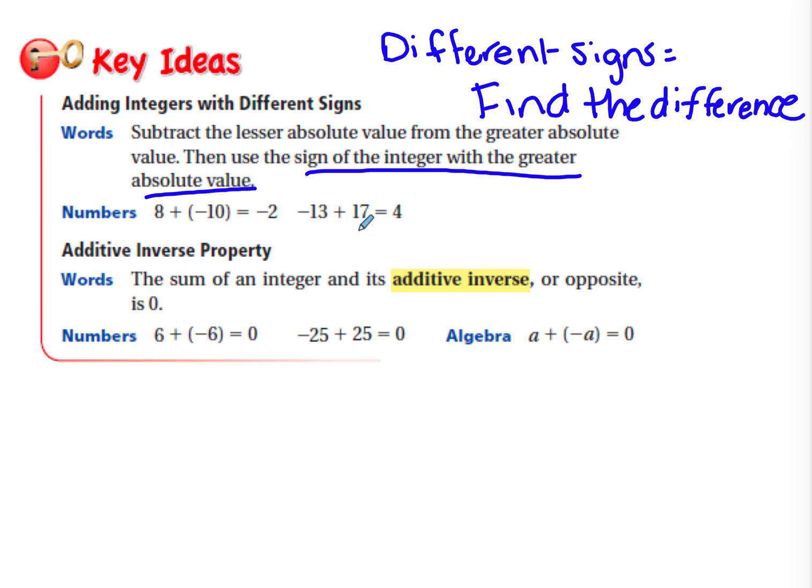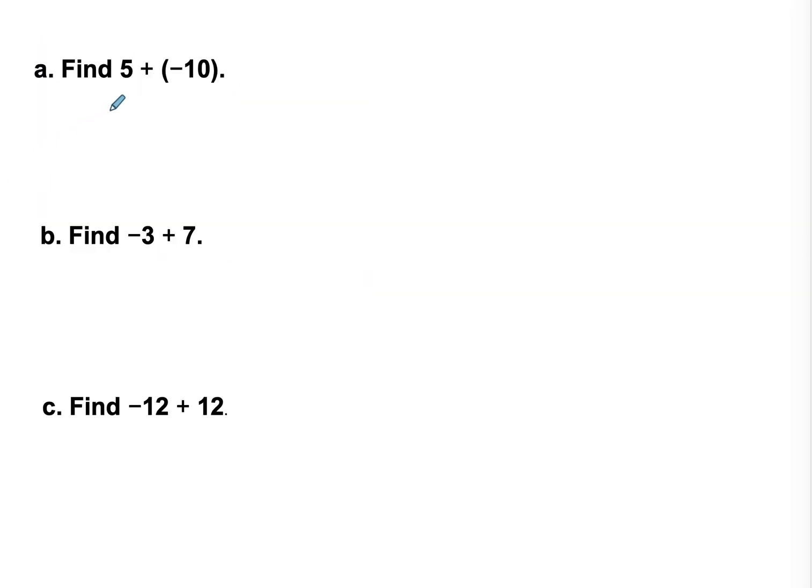Negative 13 plus positive 17. 17 minus 13 is 4. More positives, answer is positive. And then here down at the bottom, here is a property. We're going to be talking about lots of different properties in this chapter. Additive inverse property is when a sum of an integer and its opposite, or its additive inverse, equals 0. So negative 6 plus positive 6 equals 0. Negative 25 plus 25 equals 0. A plus negative A equals 0. And later on in this chapter, we're going to look at where those additive inverses can really save us a lot of work. All right, so let's try some of these.